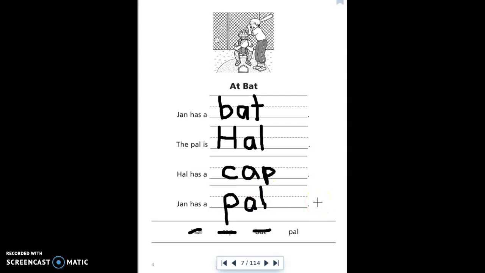Okay, so make sure you've completed the entire page, and you're just going to leave your workbook pages inside the workbook because we'll need those when we get back in school. So go ahead and put away your workbook and your pencil until tomorrow. Good work.